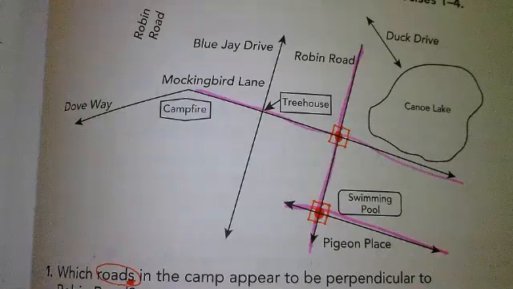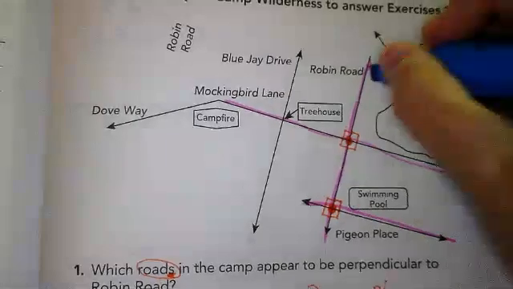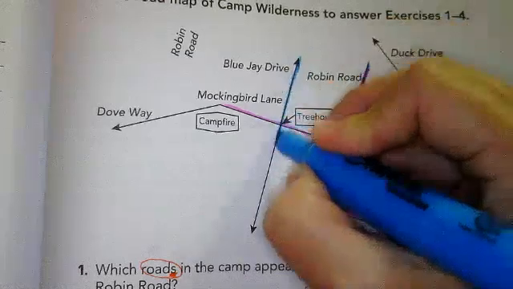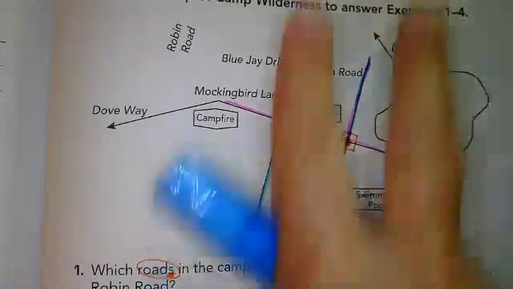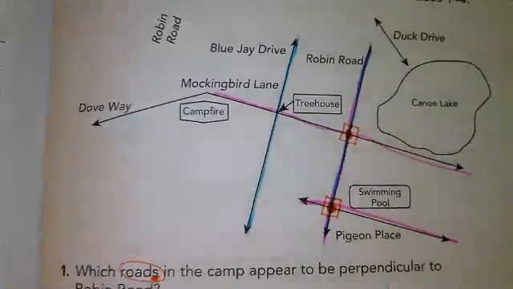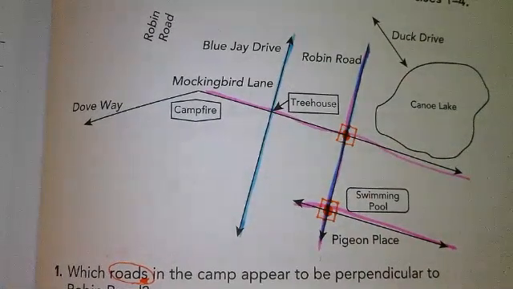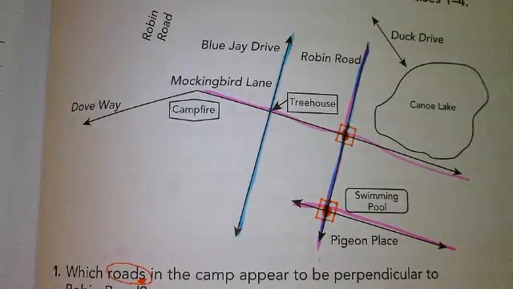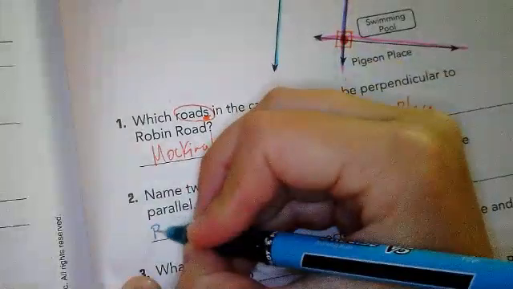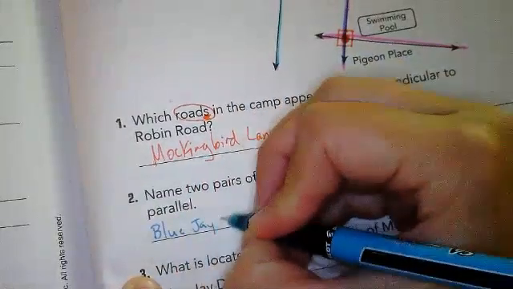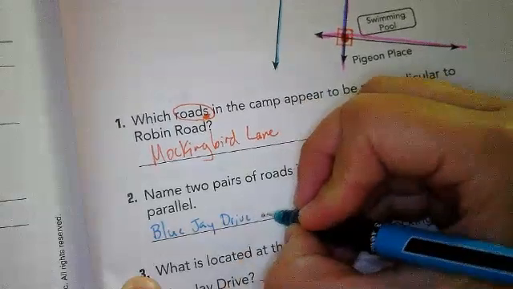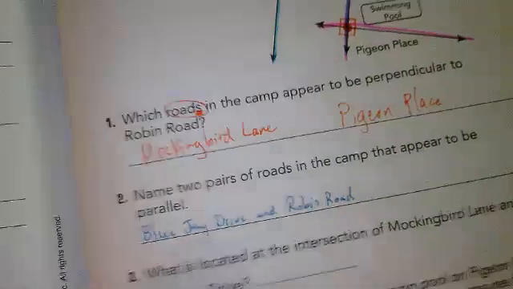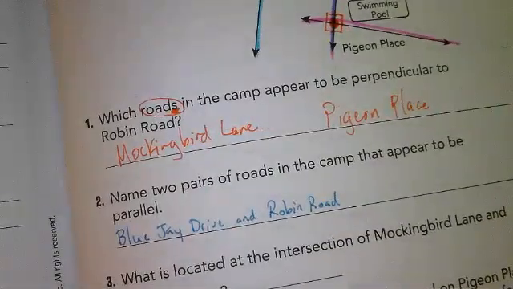Charlotte? Robin Road and Blue Jay Drive. Okay, Charlotte says Robin Road, I'm going to highlight it in blue now, and Blue Jay Drive. Those 2, they look like they're going the same direction, right? Do they look like they're ever going to cross? No, they look like they're going the exact same way forever. They're never going to touch. So yes, we're going to write Blue Jay Drive and Robin Road as one of our pairs. That's one of our pairs.